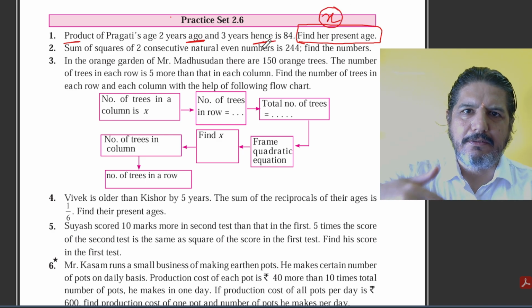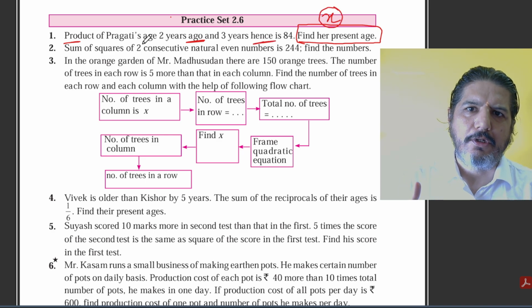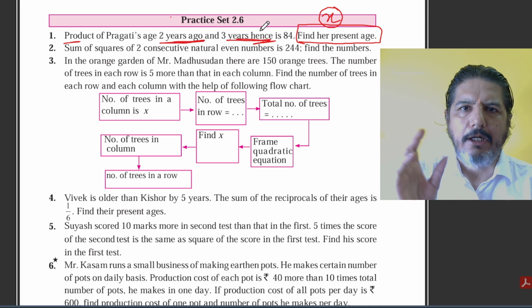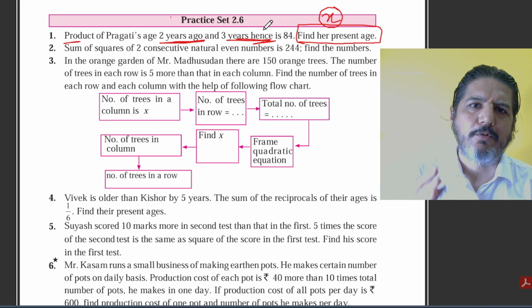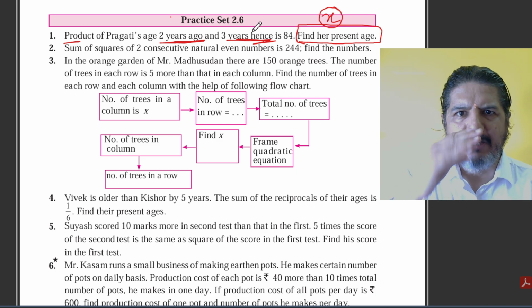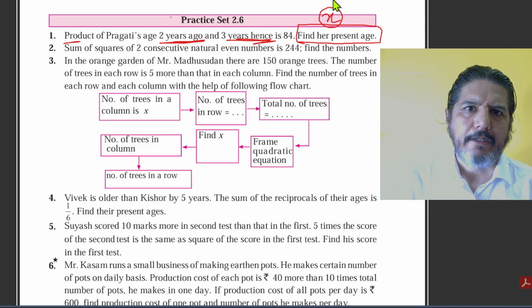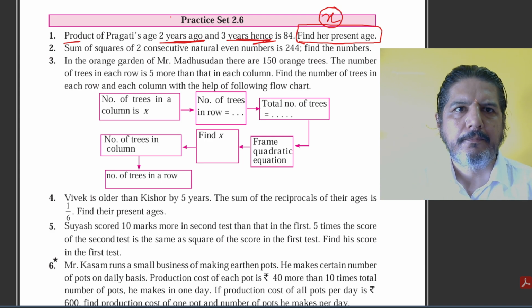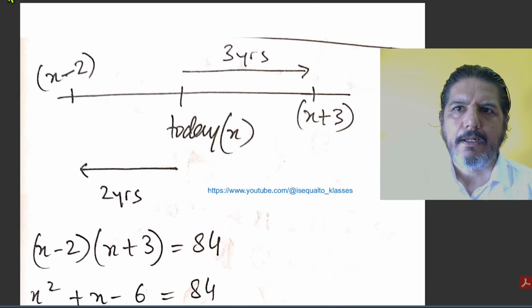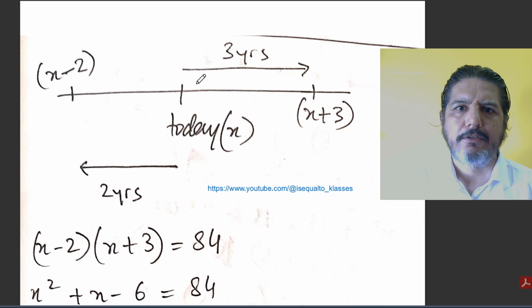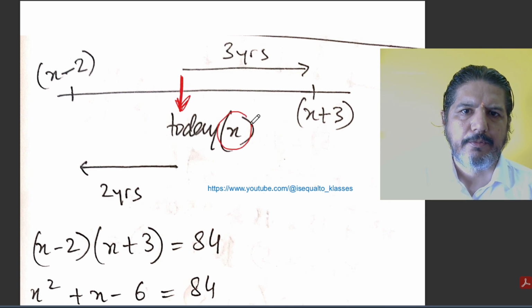Hence implies after. So the product of Pragati's age 2 years ago and 3 years hence. Let's try to understand this, and my experience has been that if you take a number line, it becomes easier to understand. So let me explain it using the number line. This is the number line, and this is today. Today I have assumed it to be X.